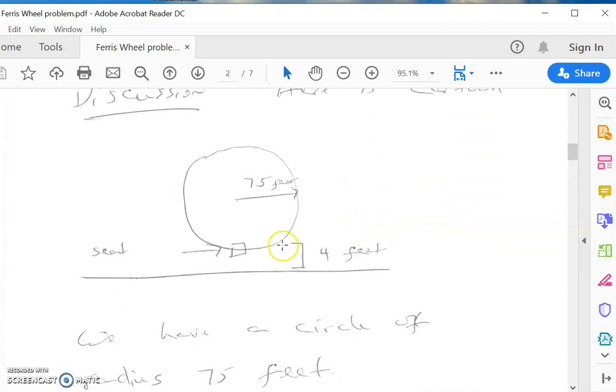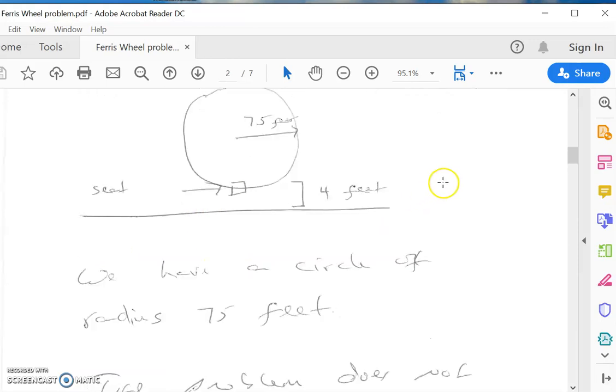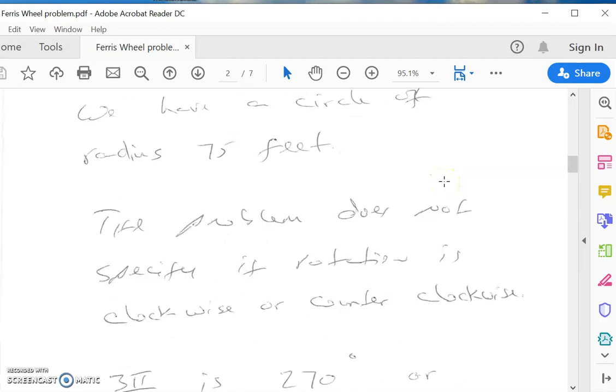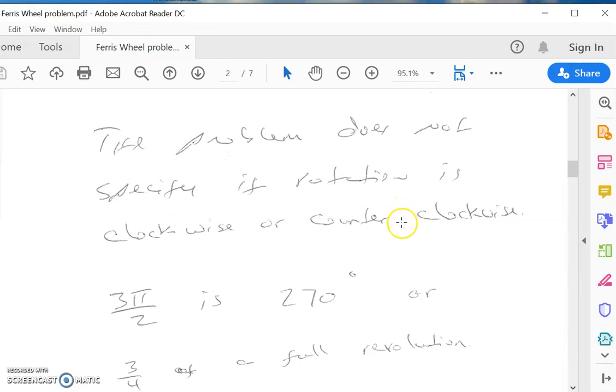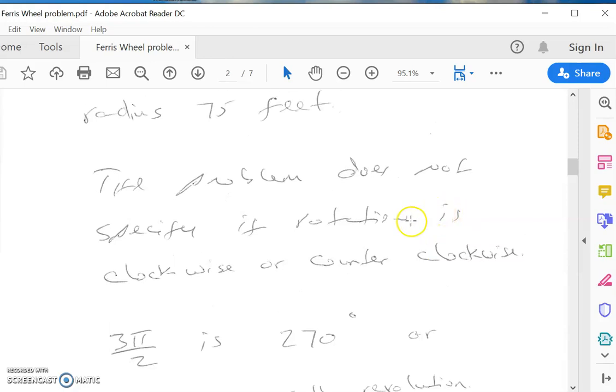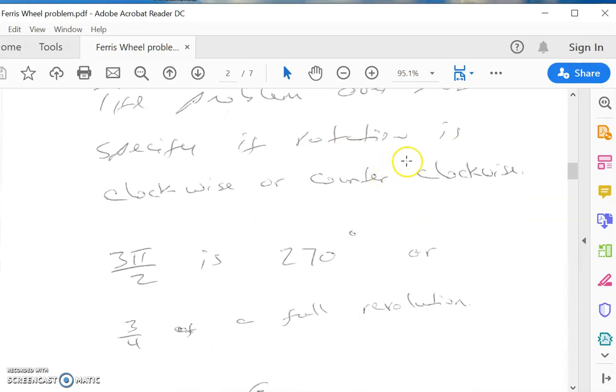So here's my discussion. First thing I always do is draw a cartoon. So here's my cartoon. It's not to scale. This is the Ferris wheel. The radius is 75 feet, so 75 feet from the center to any one of these seats. Here's my seat, and the seat is 4 feet above the ground. So we have a circle of radius 75 feet. The problem does not specify if the rotation is clockwise or counterclockwise. As it turns out, I don't believe it makes any difference, but that's just something that's missing. Typically, in these kinds of problems, we always go counterclockwise, so that's what I'm going to do.